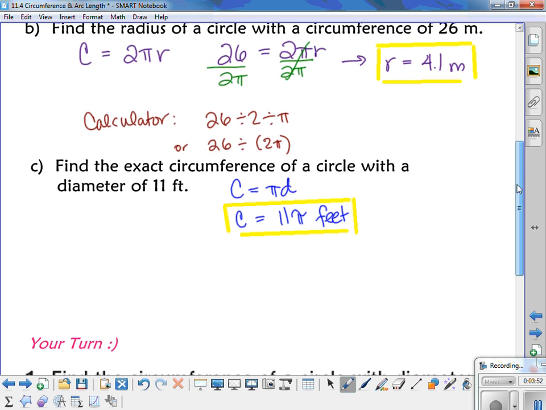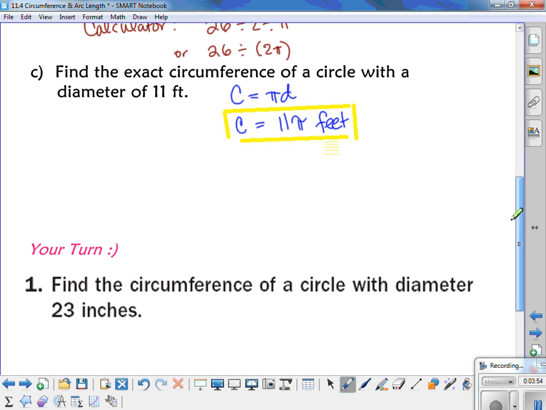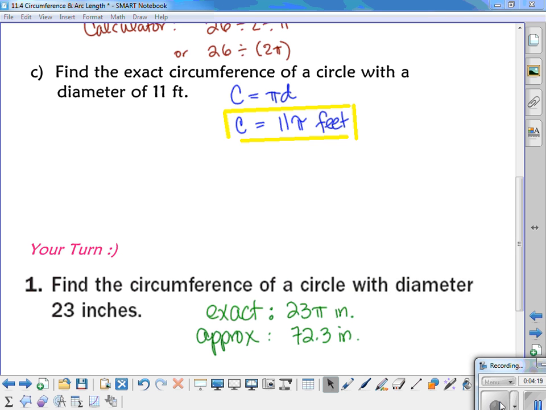All right, so here's one for you to try on your own. Find the circumference of a circle with a diameter of 23 inches. Go ahead and give me the exact and approximate answer. Pause the video now. So for the exact circumference, you should have gotten 23 pi inches. And the approximate circumference would be 72.3 inches.